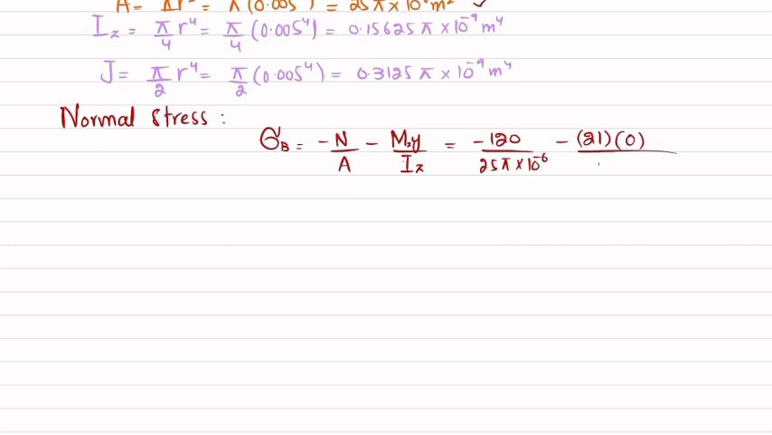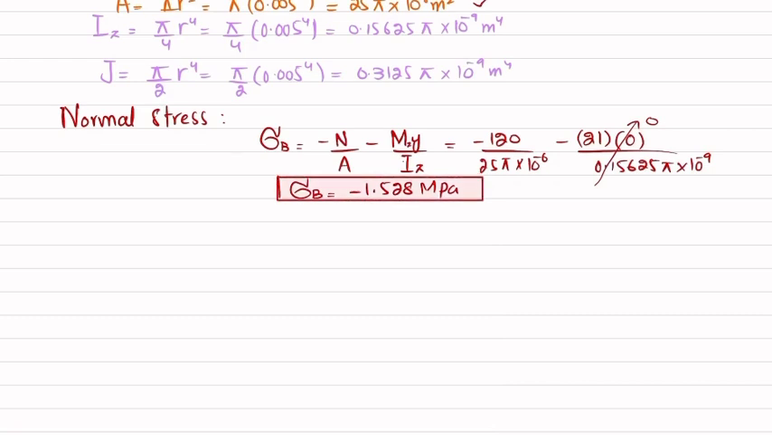Iz is 0.15625 pi into 10 raised to power minus 9. So this whole term will be 0 because it is multiplied by 0. So we will get sigma B, the normal stress at point B, comes out to be minus 1.528 megapascal. So this is the normal stress. Now we will move toward shear stress.